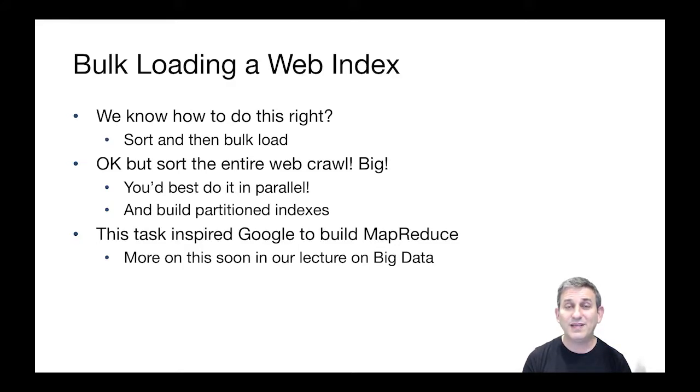Now, bulk loading a web index is the next step. How do we take our crawled pages and load them into a web search index? Well, we learned how to bulk load B trees. We sort and then we bulk load the B tree, right? And that's nice. But of course, here we have to sort the entire web crawl, which is really big. And so we're going to have to do a parallel sort. And then we'd like to partition the corpus based on doc ID and build partitioned indexes. Okay? So this need to do parallel sorting with partitioning inspired Google to build their MapReduce infrastructure. And when we learn about MapReduce in a couple of lectures, keep in mind that it was originally developed as a generalization of code they had for building and loading their web index from their crawl.